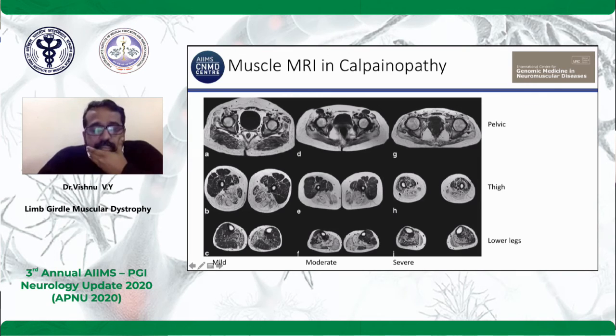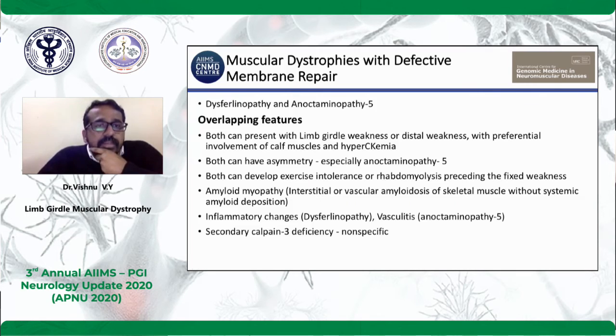This will be a clinically good clue to the muscle diagnosis. For example, dysferlinopathy and anoctaminopathy can mimic each other. Both can present with limb girdle weakness, and distal weakness like the Miyoshi variant can present. The same thing can occur in anoctaminopathy. Anoctaminopathy has more of an asymmetry.